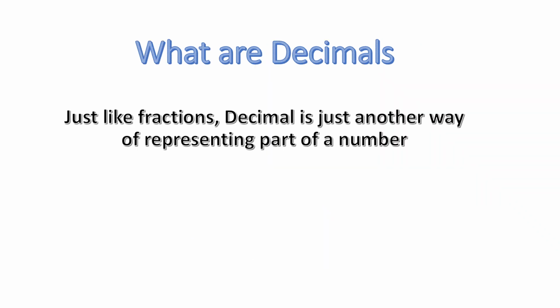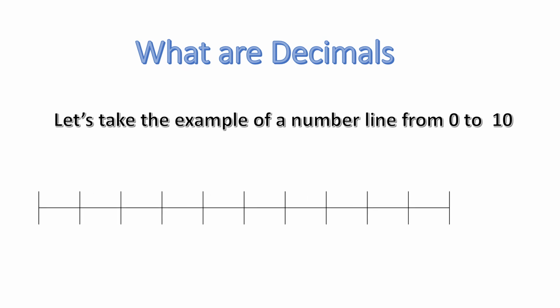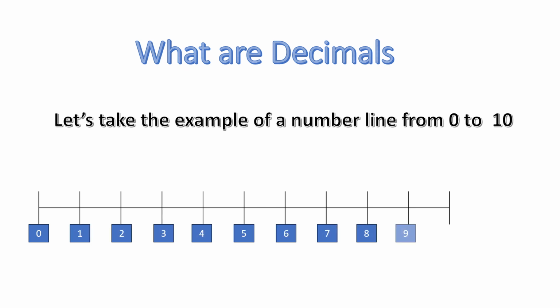Okay. So basically why do we use these numbers? These are just like fractions. Decimals are just another way of representing a part of a number. What's that? Let's take an example. Consider a number line. So this is our number line. It starts from 0. After that we have 1, 2, 3, 4, 5, 6, 7, 8, 9, 10. Now let's forget all the other numbers and let's focus on 0 and 1.